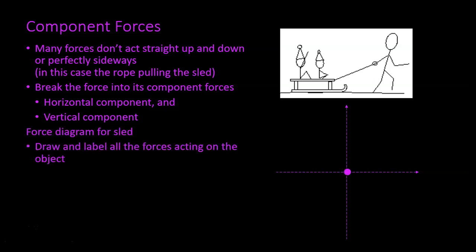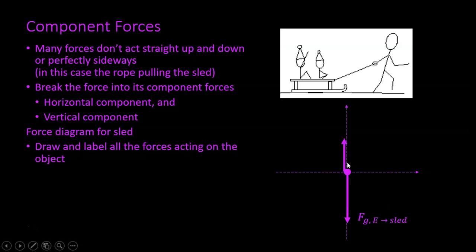Let's draw the force diagram for this sled. So the first step is just like we did in the previous slide. We're going to draw and label all the forces acting on the object. So we have the down force acting on the sled, and that's the force of gravity. I'm using abbreviations now just to keep these labels smaller. Force of gravity, the earth acting on the sled.